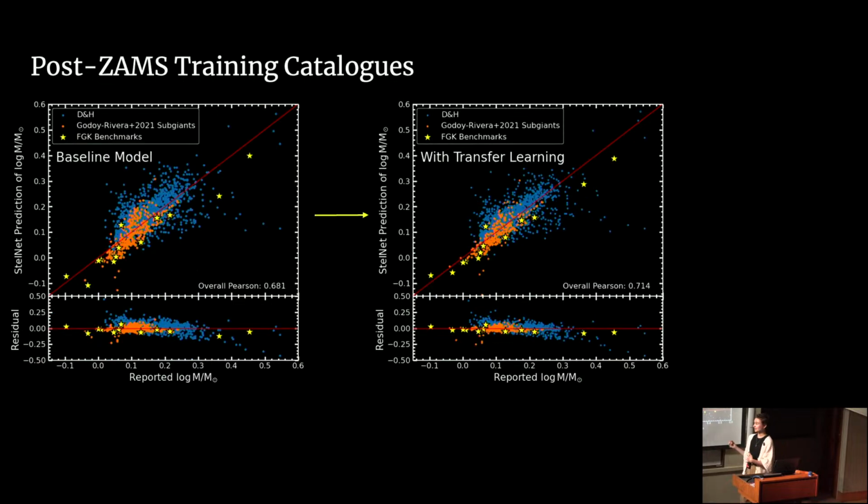We can do the same thing for StelNet's mass estimates, where again on the left we have the baseline, and on the right we have the model after transfer learning, where again we see that the residuals decrease and the Pearson coefficient increases. One thing to note for both the age and the mass distributions is that in particular the yellow stars or the FGK benchmarks have the best estimates, that was our goal. So it's good that those are doing well.